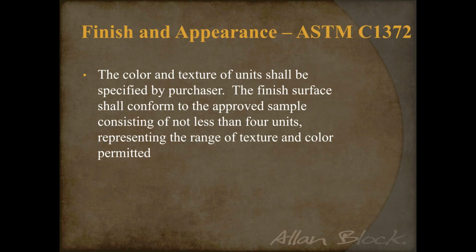And because we don't just make gray block, a statement on the color and the texture had to be put in there. So the color and texture of units shall be specified by the purchaser. The finished surface shall conform to the approved sample consisting of not less than 4 units, representing the range and texture of color permitted. Again, sounds like an engineer. So basically the fit and finish, it has to look good. It has to match with the samples that were picked before the construction and so forth.